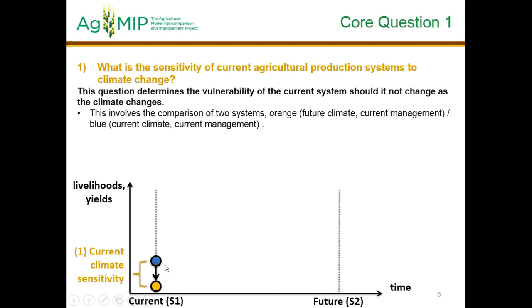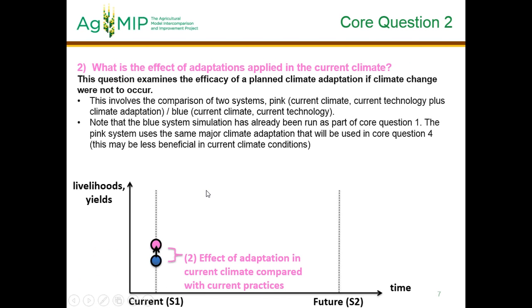So this first question goes from this blue dot, which we're going to call these each of these dots systems themselves. So this is the blue system, our current period, and when we compare it to a different system, which is where climate change has occurred, that's what this orange dot is here. So this difference between the current climate and the future climate, that's what we're trying to measure with this first core question.